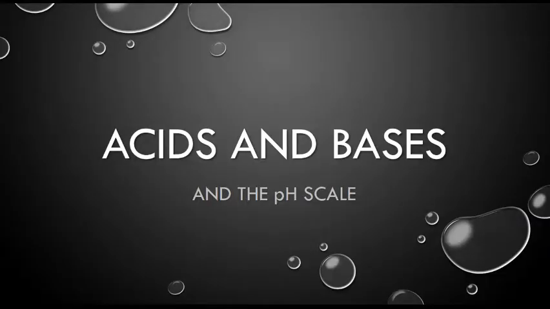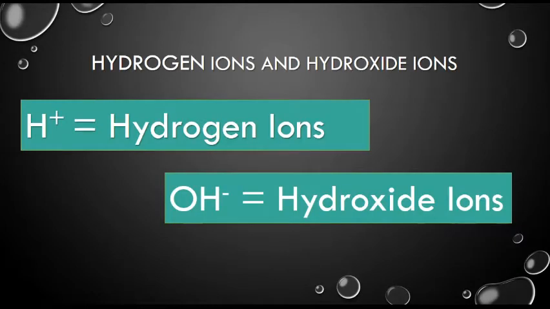Welcome to a short review over acids and bases and the pH scale. First, before we can talk about what an acid is and what a base is, we have to look at two important ions, the hydrogen ion and the hydroxide ion.